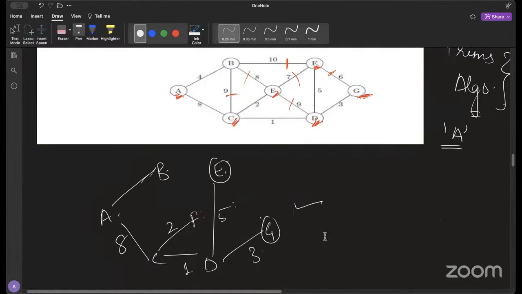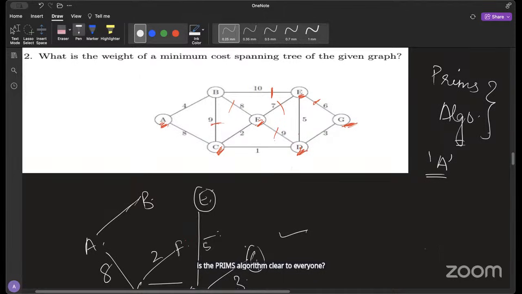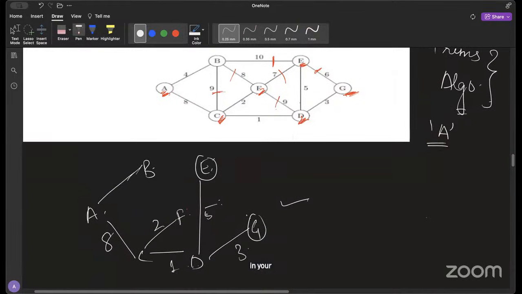Is Prim's algorithm clear to everyone? Yes, ma'am. Each time you write a vertex here, just unlock the edges that are directly connected to it and choose the minimum weight edge in your tree. But make sure that it's not a closing edge to any cycle. There should be no cycles in your tree. That's all.